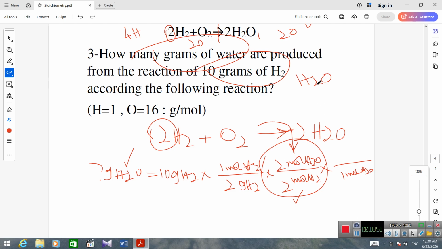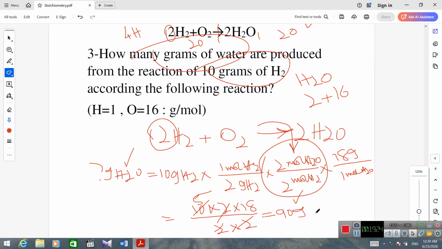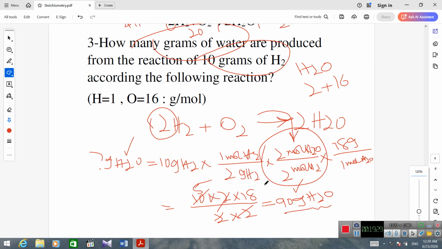H2O, 2 multiplied by 1, 2 plus 16, it means 18 grams of water is 1 mole, and the final answer: 10, 2 and 18, and 2 multiplied by 2. We can simplify in this way, and it means 90 grams of water can be produced in this reaction.